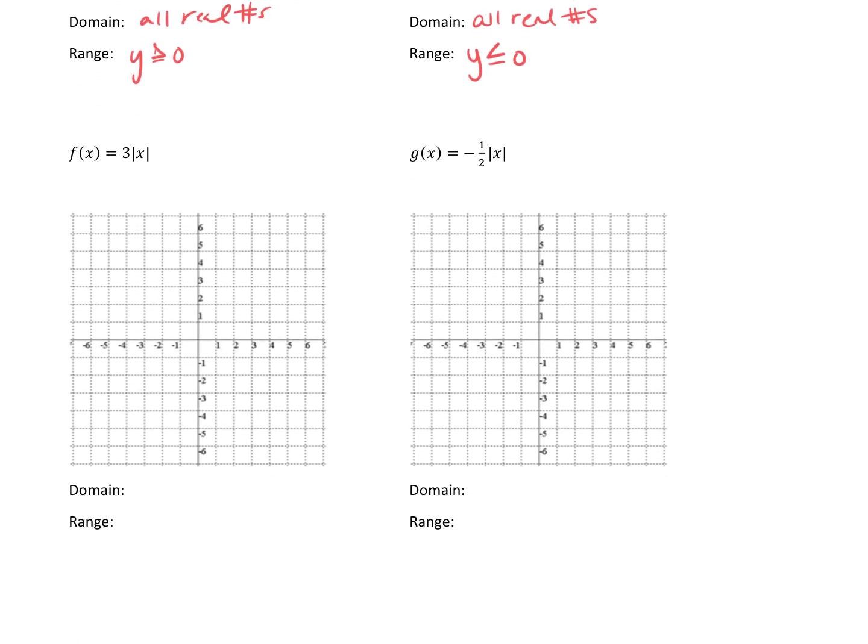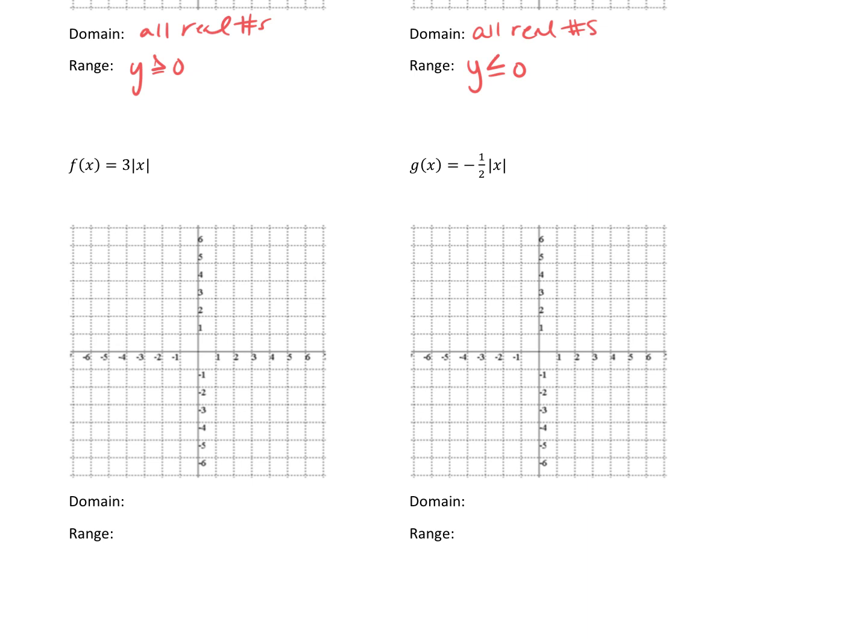Okay, so let's just do a couple more to make sure if we see something a little bit different, we still understand how to deal with it. So our next one, our a value is 3. So if your a value is 3, you're still going to start at the origin. And now you're going to go up 3 and to the right 1. This is going to be a stretch of your graph. It's going to make your v more narrow.